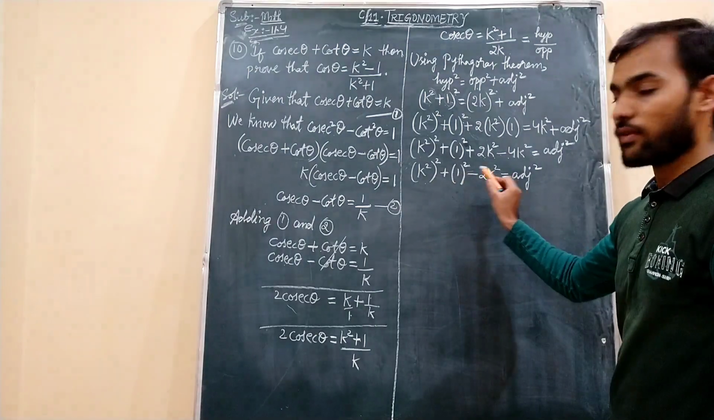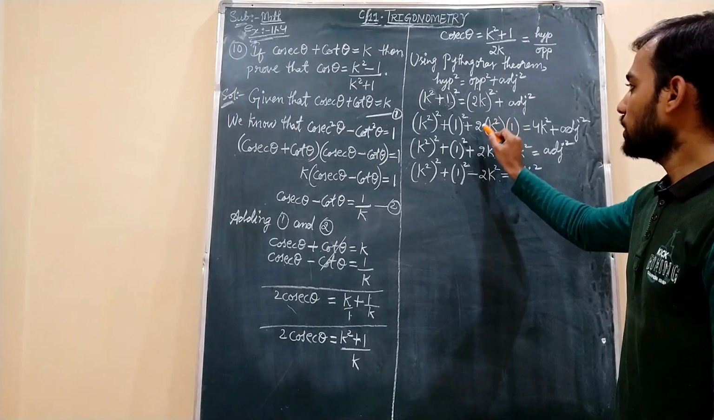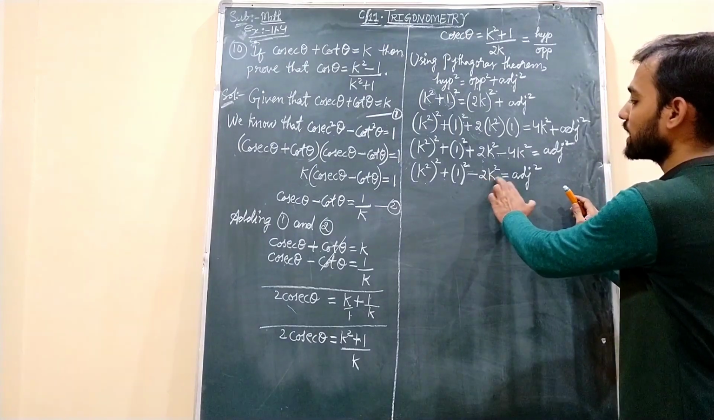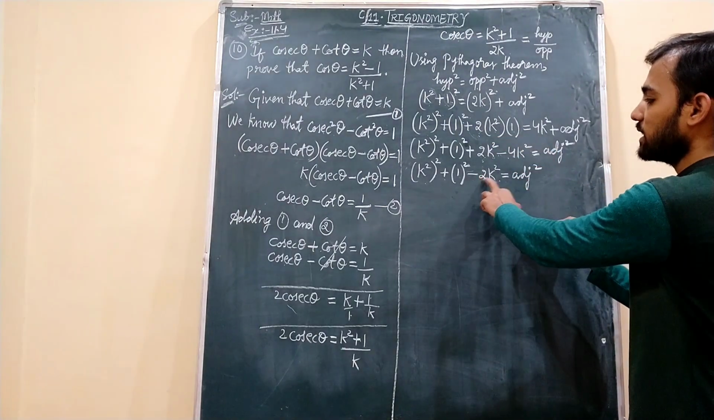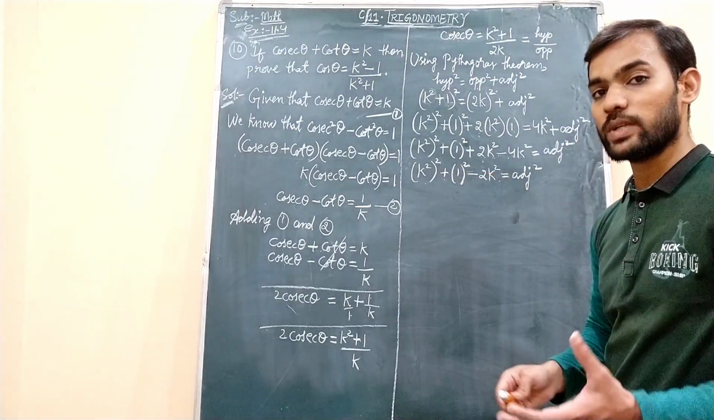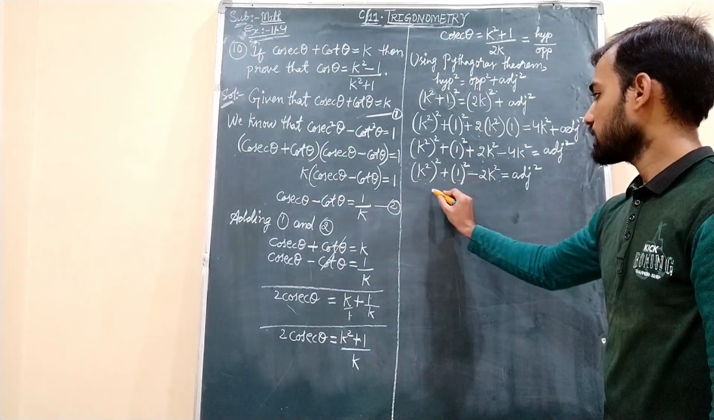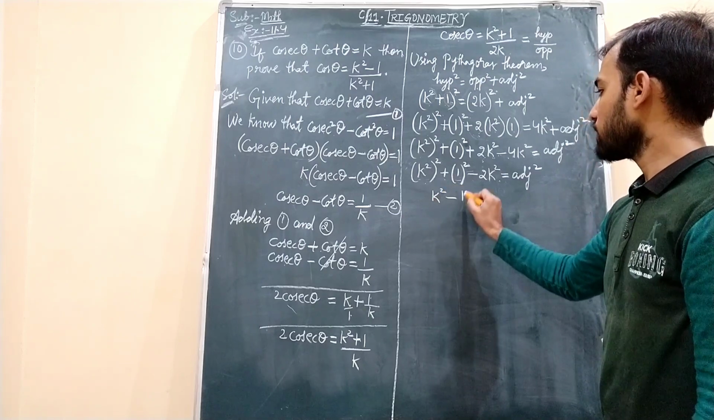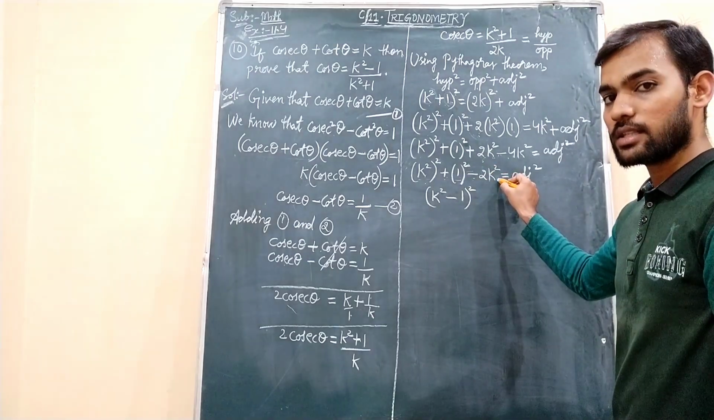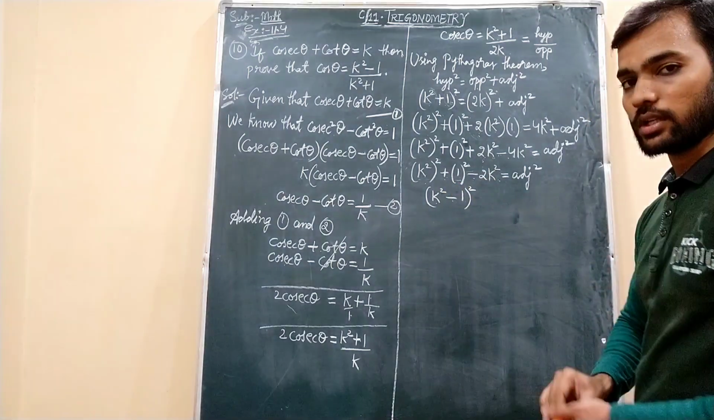Now this is in the form of a square plus b square minus 2ab. Like you know, 2 into k square into 1 is 2k square. So this 2k square is nothing but 2 into k square into 1. If you write it like this, this minus 2ab, it is in that form. So a square plus b square minus 2ab is which identity? It is the identity of a minus b whole square. So this is a, this is b. Just write k square minus 1 whole square. So it is the formula of a minus b whole square. Understand?